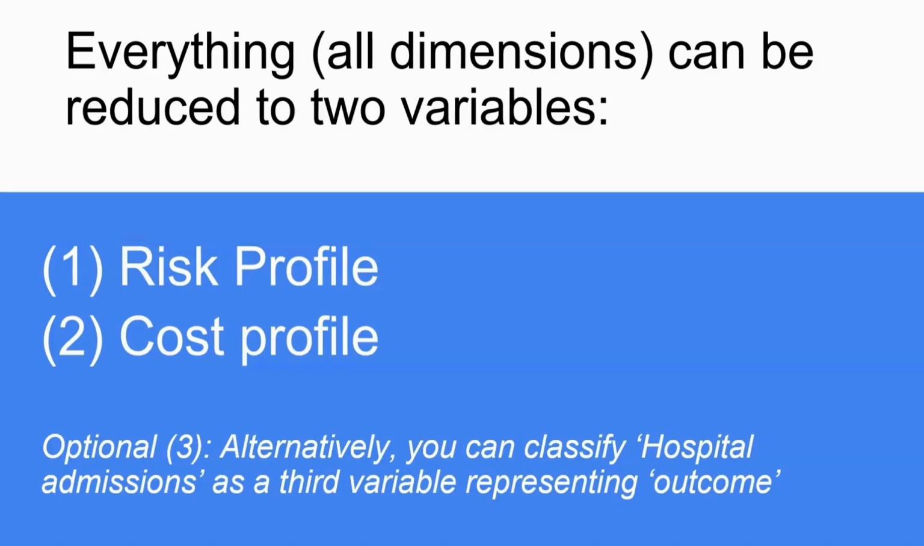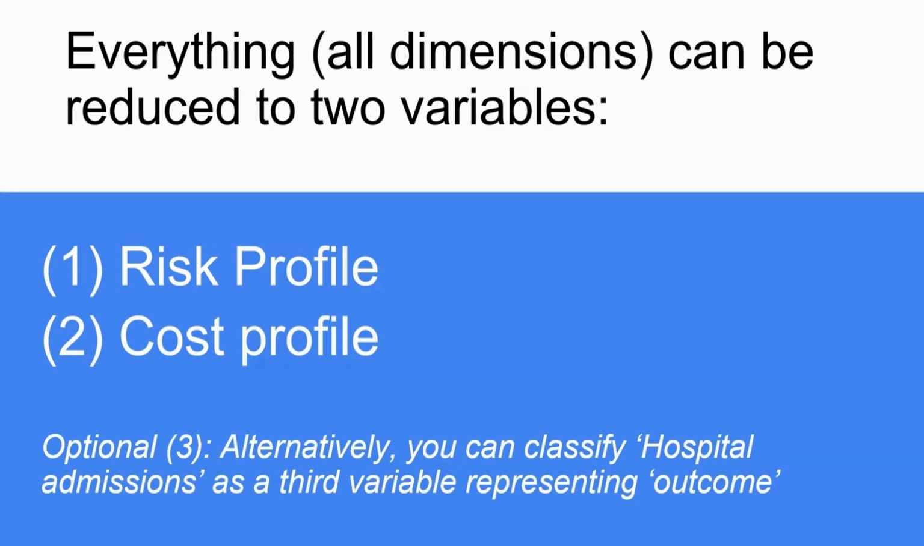All right. So now that we have an overview of all the different types of data that is available for the GPs, we can get to the key insight. The key insight here is that we can reduce all dimensions to two primary variables.